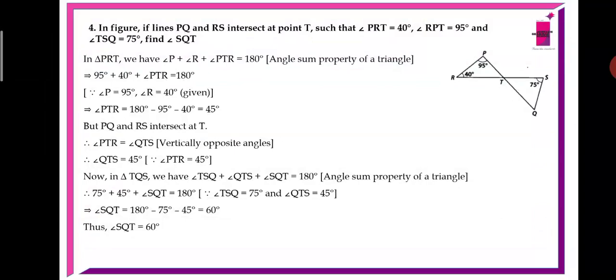Now if you go to triangle TQS, we know two angles, so we can find the third angle based on the angle sum property of triangles. In triangle TQS, we have angle TSQ plus QTS plus SQT equals 180 degrees. We know TSQ is given as 75 degrees, and angle QTS we found is 45 degrees. So angle SQT equals 180 minus 75 minus 45, or in other words 180 minus 120, which equals 60 degrees.